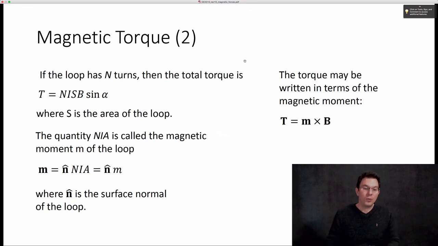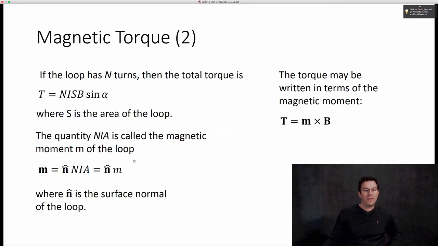If the loop has more than one turn, in other words, instead of just a single loop, you have N turns in the loop, then the total torque just gets multiplied by a factor of N. So you have N I S B sine alpha, where S there is the area of the loop. Okay. The quantity N I A, where A is the area, is called the magnetic moment m of the loop. So little m is equal to a surface unit normal vector n hat times N I A, or n hat times small m, where m is equal to N I A.